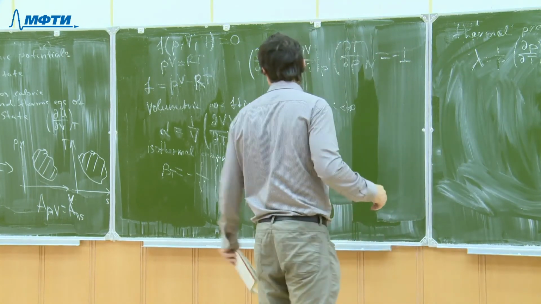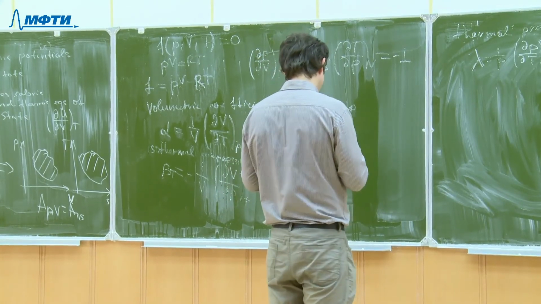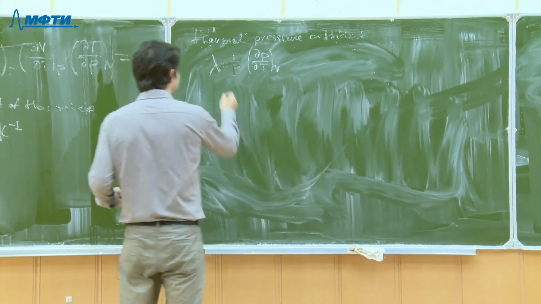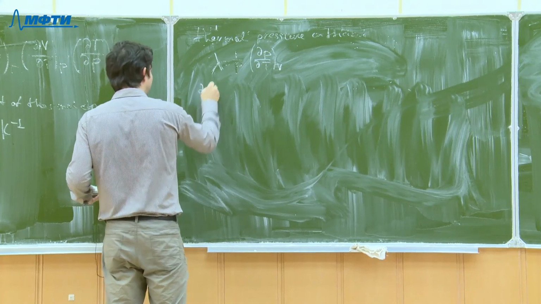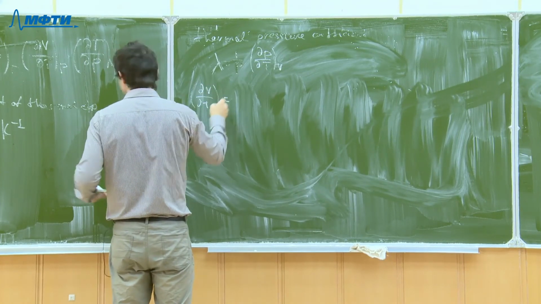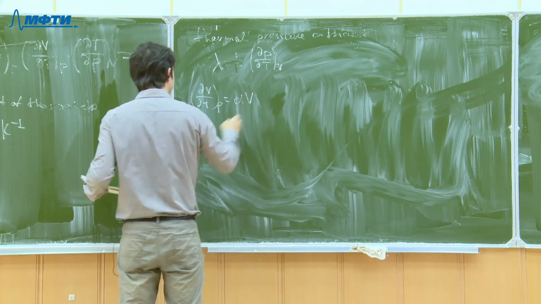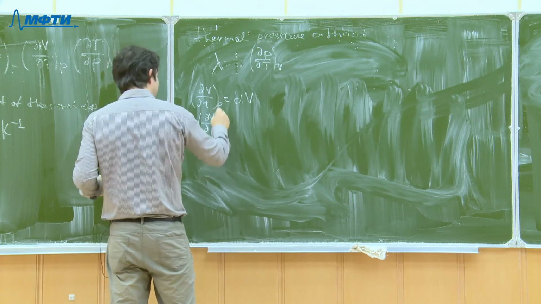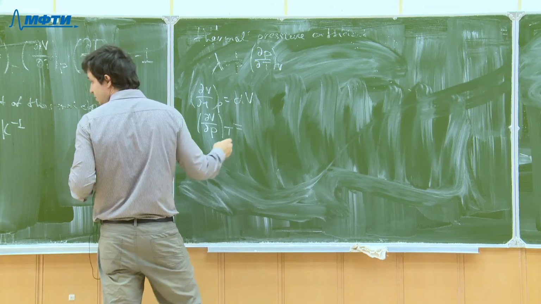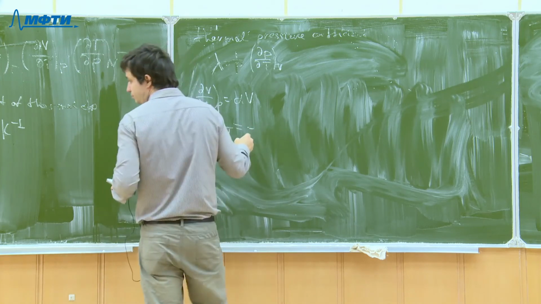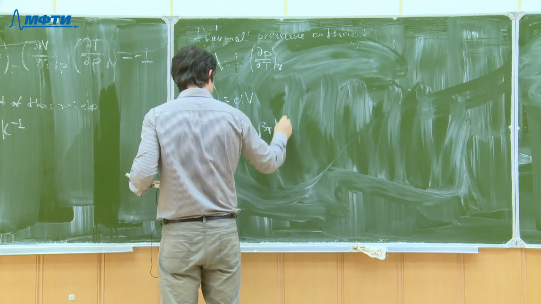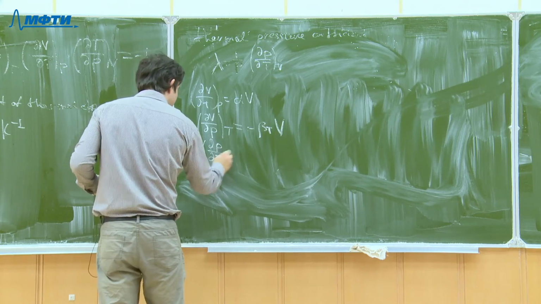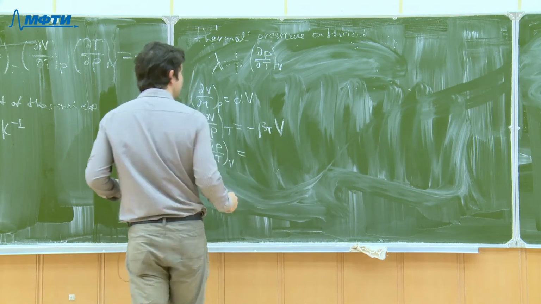Okay, and from these expressions it follows that dV over dT at constant P is alpha V. dV over dP at constant temperature is minus beta T times volume. And finally, dP over dT at constant volume is lambda P.